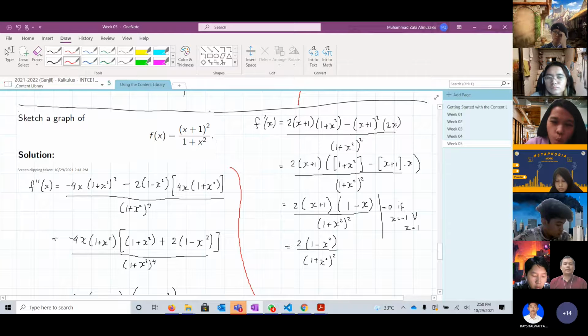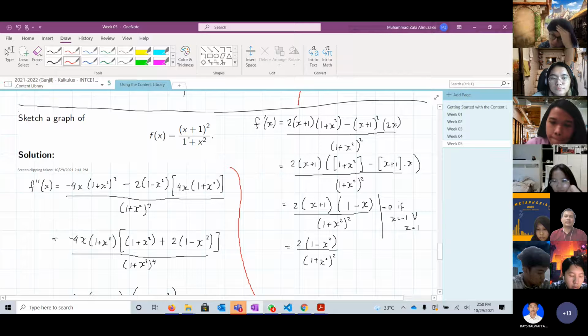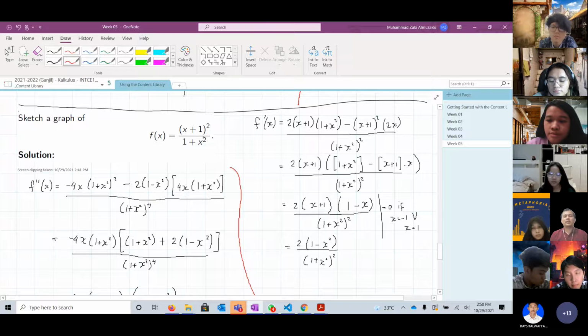Why? Because for this case we have division, we have a quotient. For the derivative, we have to use the quotient rule. And let me tell you this, in chemical engineering, for example, in thermodynamics, you will find this kind of derivative a lot.